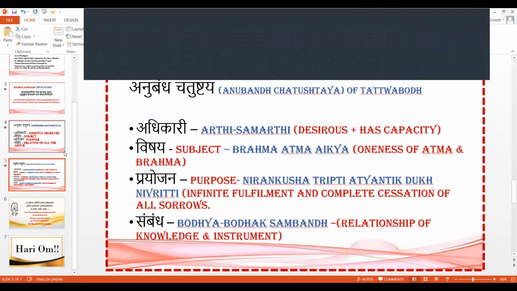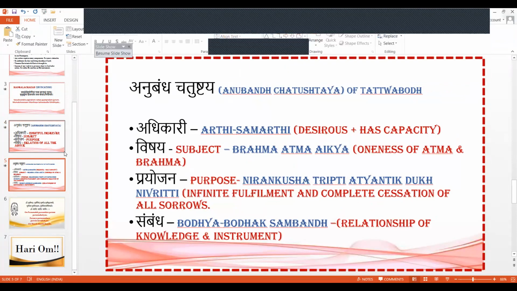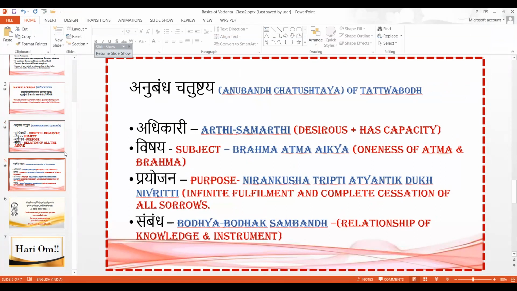Now, all these four have definitions also. Whenever I'm doing something, the adhikari means what? The adhikari means arthi and samarthi. He has the desire, arthi, and he also has the capacity, samarthi. It may differ. I may have a desire to drive your car, but I'm not a samarthi. I do not have the capacity because I don't have a license or I can't drive. I may have that desire in my mind. So both of these have to be there whenever we are going for any task.